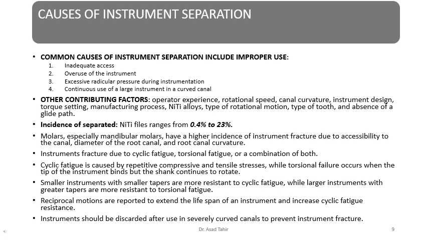Instruments fracture due to cyclic fatigue, torsional fatigue, or a combination of both. Cyclic fatigue is caused by repetitive compressive and tensile stresses, while torsional failure is when the tip of the instrument binds, but the shank continues to rotate.